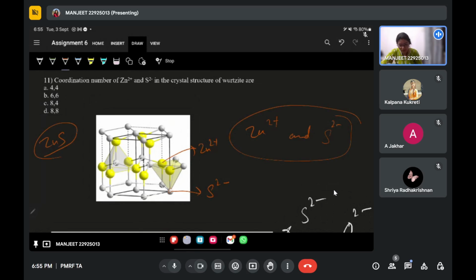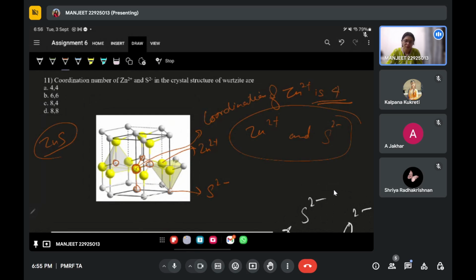So if you look at this zinc atom, this is my zinc atom. It is attached to how many sulfide atoms? This is connected to this one, this one, this one, and this one. So this is in the tetrahedral form. So the coordination number for the Zn2 positive will be 4. Similarly, what will be the coordination number of the sulfide?